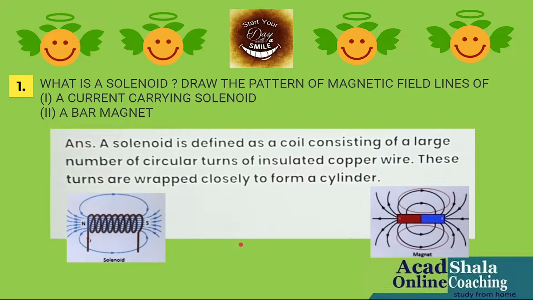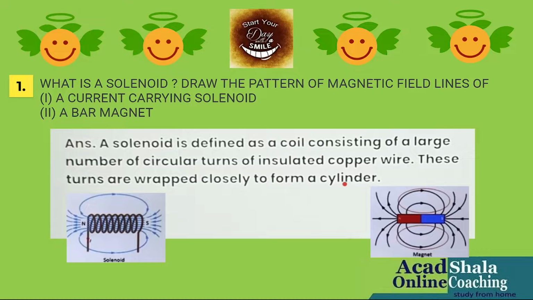Have you understood, children? So the definition says, a solenoid is defined as a coil consisting of a large number of circular turns of what? Of insulated copper wire. These turns are wrapped closely to form a cylinder. So this is the definition of a solenoid, which I told you in detail. So put it in words, and your answer is in your quote, as well as the marks which will turn are also in your quote.